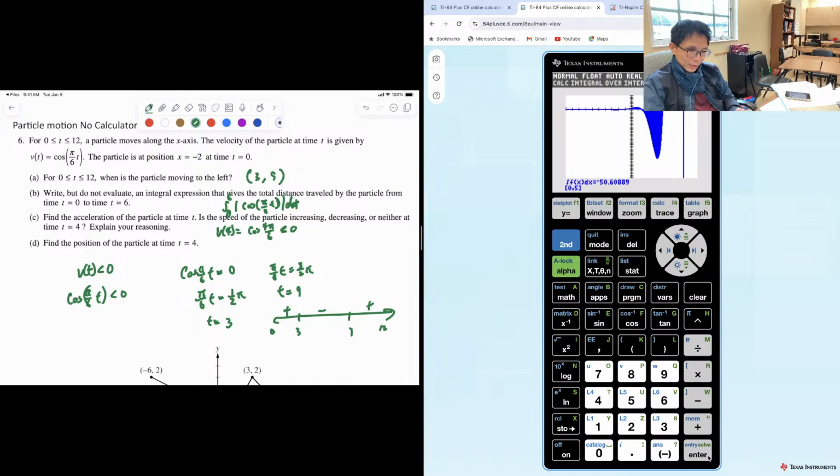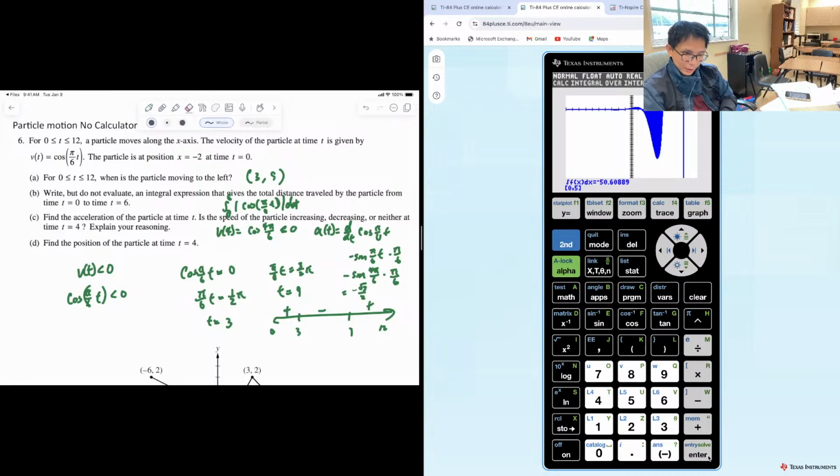Now, acceleration. So I need to figure out the acceleration a of t, which is equal to the derivative of cosine of pi over 6t. So what's the derivative of cosine of pi over 6t? Negative sine of pi over 6t, right? Times pi over 6. Chain rule. Is that okay? So what's negative sine of 4 pi over 6 times pi over 6? What is sine of 4 pi over 6?